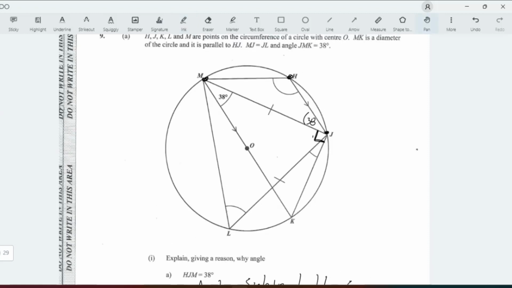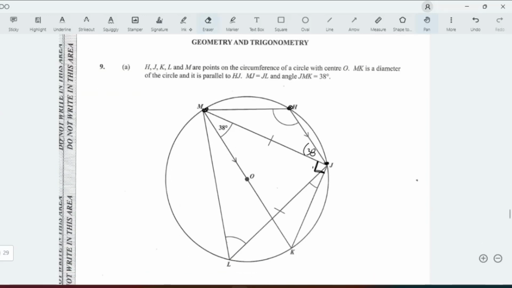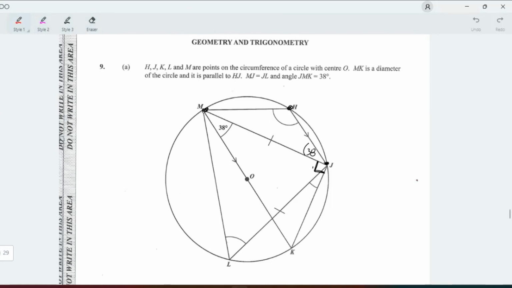Easy. Now, determine the following angle, MLJ. So this is the angle I want, MLJ. Let's see how we're going to get this angle. What we do know is that angle MLJ should be equal to this angle right here. Now, what do we know? We know this angle is 90 and this angle is 38.